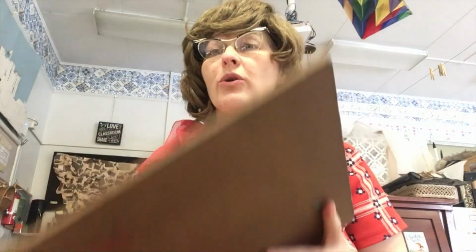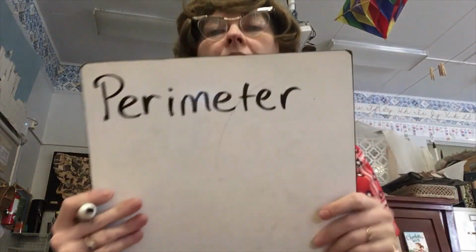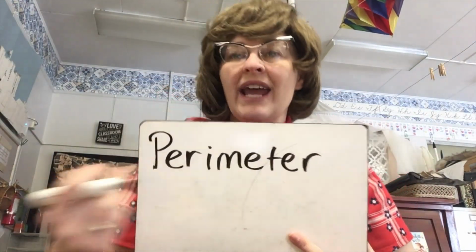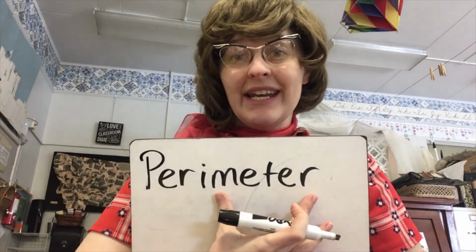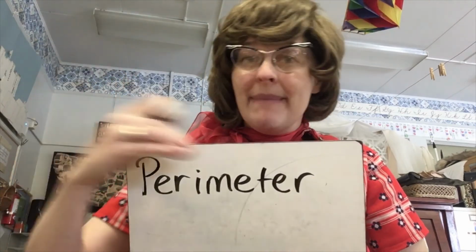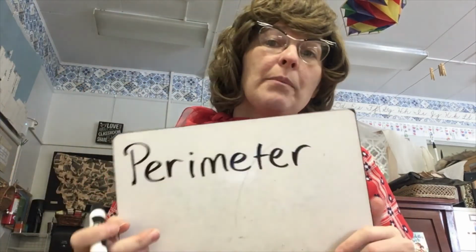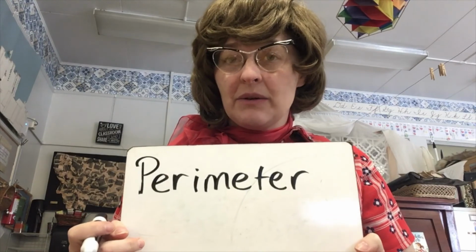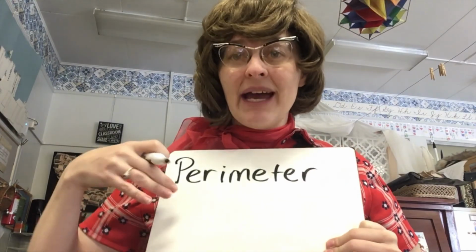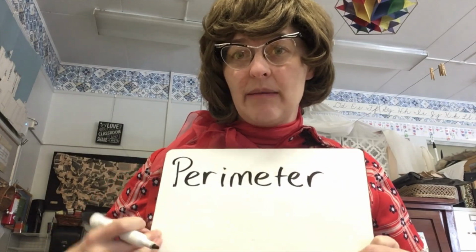Today we are going to be talking a little bit about perimeter. So perimeter is the measurement around a shape. Perimeter even has the word meter in it because I am measuring. Now perimeter, the easiest way to remember this is just imagining walking around the outside of the shape.